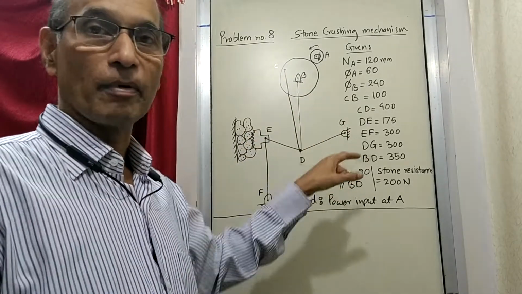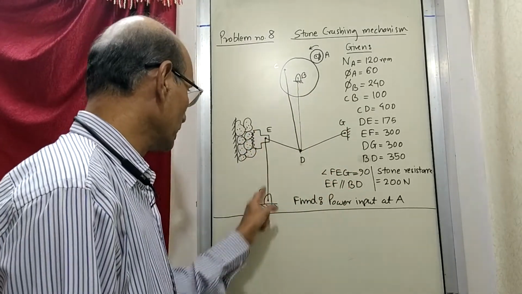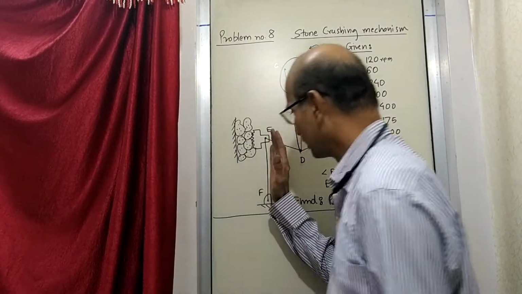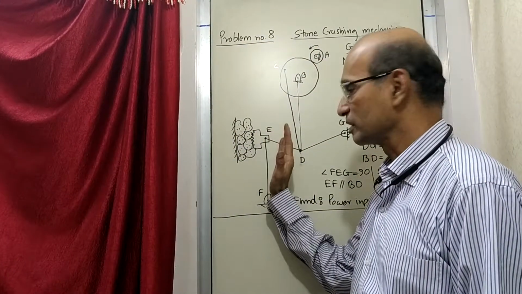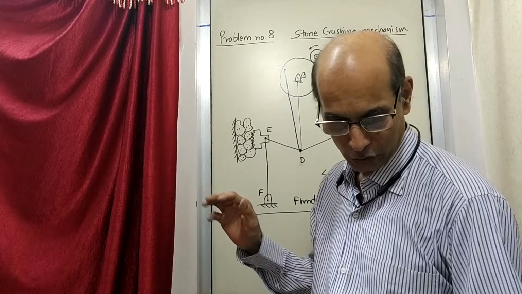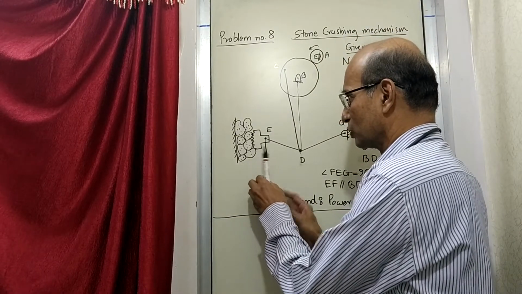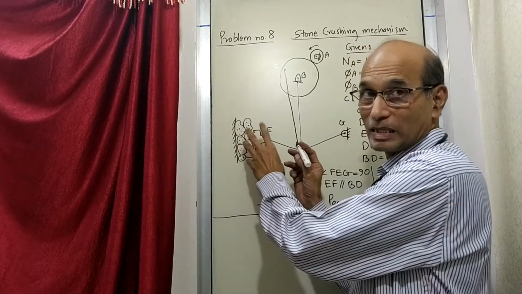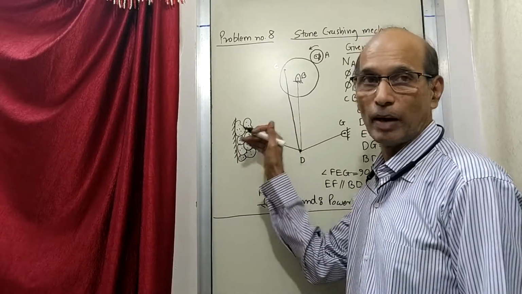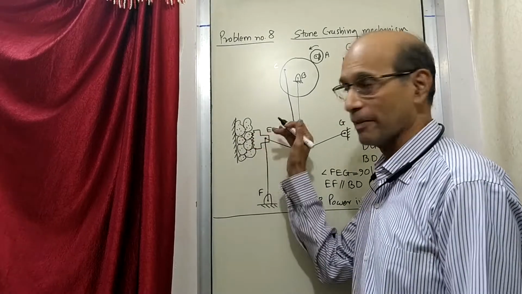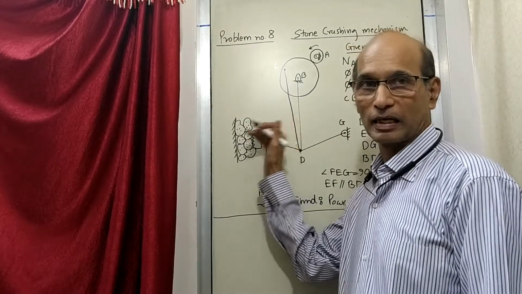During the working of the mechanism, this particular link EF is going to perform this kind of motion. Suppose I show it like this, then it is going to rotate about this point like this. When it rotates, the stones which are placed here get impacted. There is going to be impact of this hammer, and as a result, the stones are getting crushed.